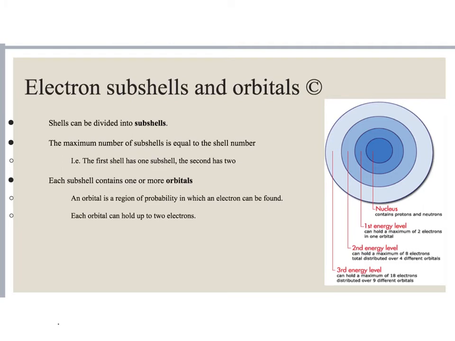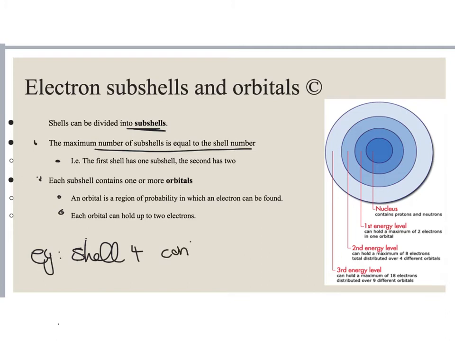So now we're going to talk about a more in-depth view of electron configuration. So we have our shells, but within those shells we have things called subshells, and these are some dot points that it would be good to write down. The maximum number of subshells is equal to the shell number, so e.g. shell number 4 contains a maximum of 4 subshells.